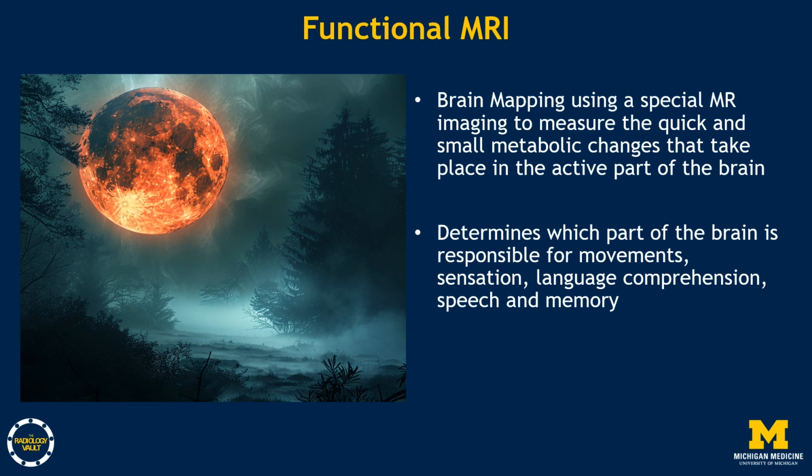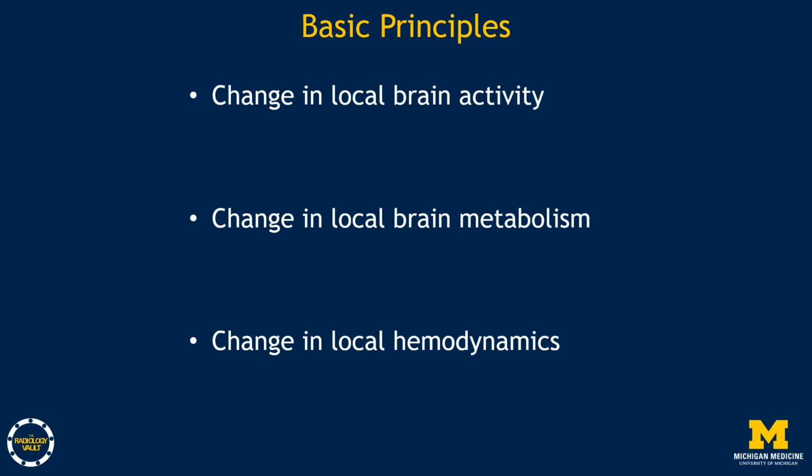What is functional MRI again? Functional MRI is brain mapping, which uses a very special MR imaging to measure the quick and small metabolic changes which take place in the active part of the brain. So during a task, when the patient is performing a task, we map the brain, and the part of the brain which is activated during that task will be outlined by that particular examination. So we decide which part of the brain is responsible for movements or sensations or language comprehension or speech or memory.